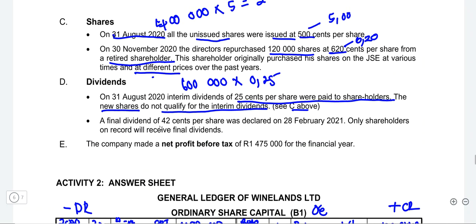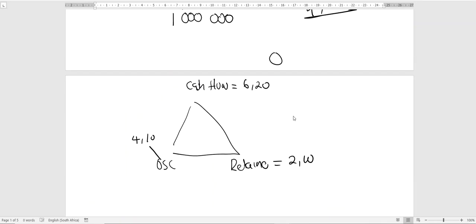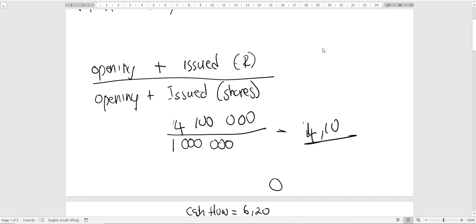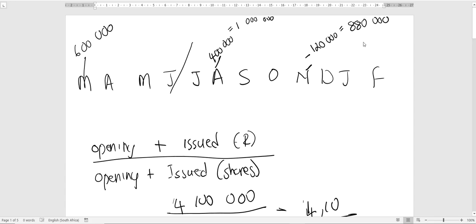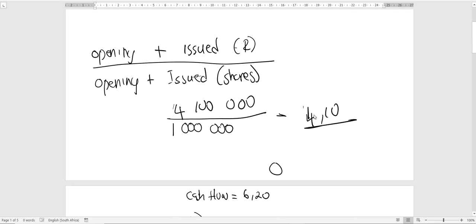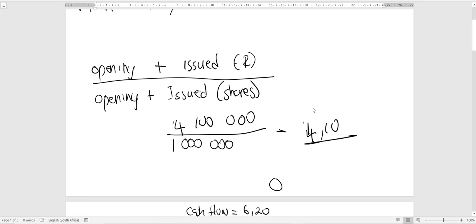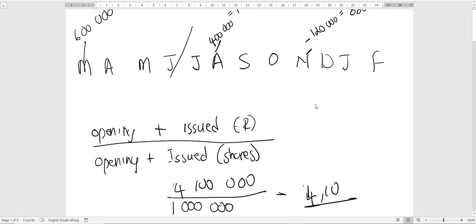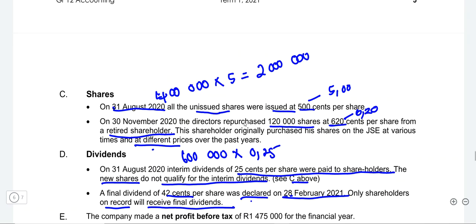And then the next part of the transaction says that a final dividend of 42 cents per share was declared on 28 February 2021. Only shareholders on record will receive the final dividend. So only the shareholders that we have on the share register will get the dividends. Our share register shows that when the year ends, the number of shares we had was 880,000, so they are going to pay only on those 880,000 shares. And you must remember that the shares that were repurchased, those people will not get a dividend because those shares are gone. So you must try to look at those little details. So we got the information, then we can continue with this.